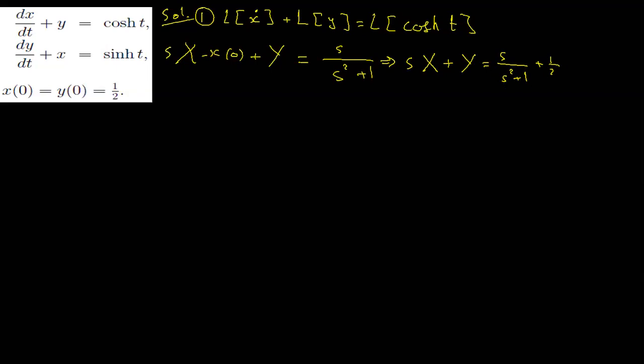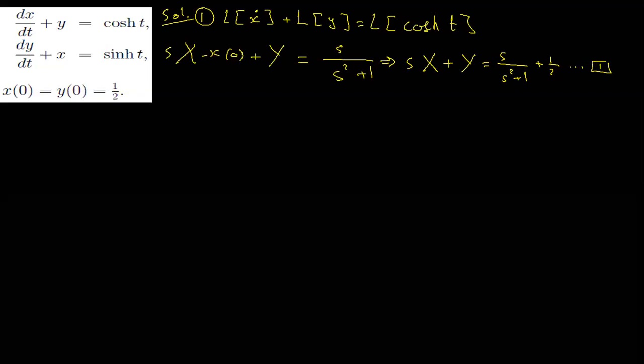You can here find the common denominator. No need, you can leave it like this. This is the first equation which contains two unknowns, X capital and Y capital. This equation is algebraic, not similar to the given equations, which are differential. The new one, which has number 1, is an algebraic equation.